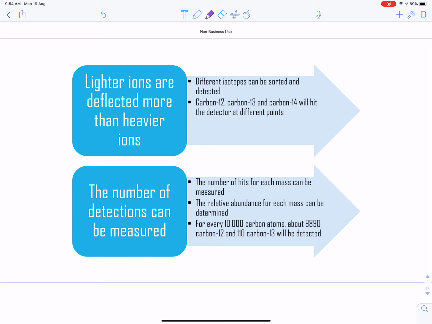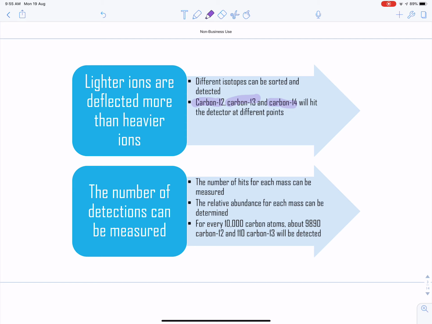For example, naturally occurring carbon has many isotopes. So when you put naturally occurring carbon inside the spectrometer, carbon-12, carbon-13, carbon-14, and all the other carbon isotopes will hit the detector at different points. So now we can sort them out. And the good thing here is that the number of detections can also be measured.